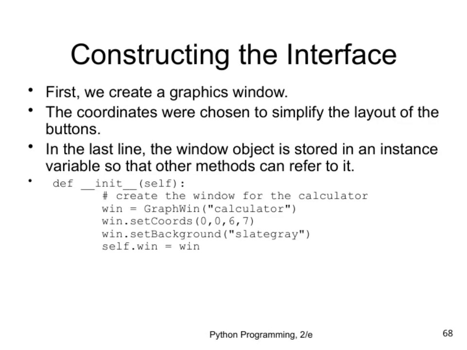First, we create a graphics window, which serves as the main canvas for our calculator interface. The coordinates we choose are important because they help us simplify the layout of the buttons, making it easier to position them precisely. In the last line of this code, we store the window object in an instance variable self.win. This allows other methods within our class to easily refer to the same window, ensuring consistency throughout the program. By setting up the window this way, we're laying a solid foundation for building an intuitive and well-organized user interface.